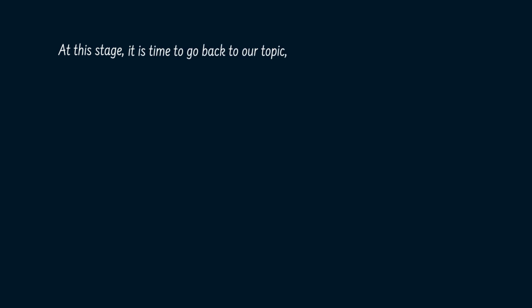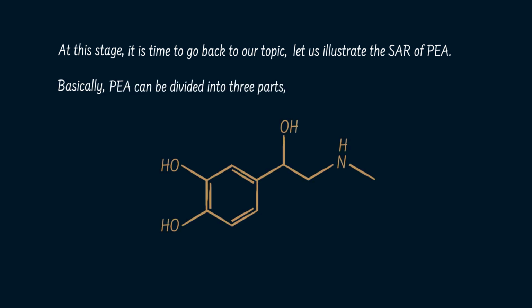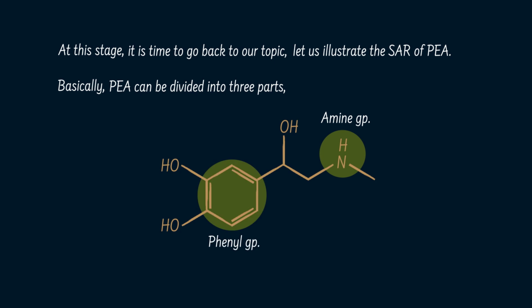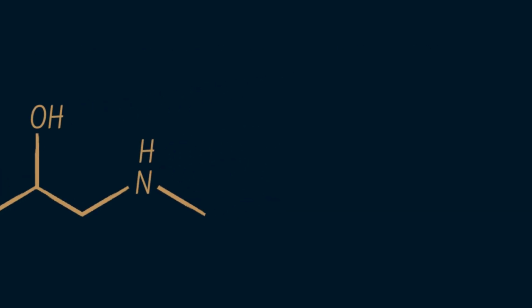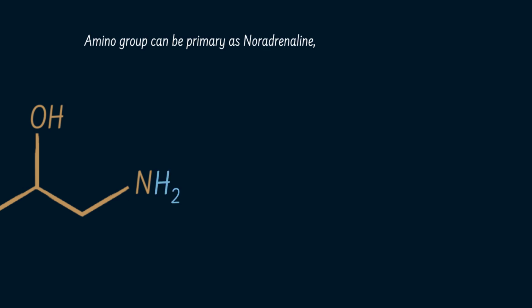At this stage, it is time to go back to our topic. Let us illustrate the SAR of PEA. Basically, PEA can be divided into three parts: amine group, phenyl group and the ethyl bridge that connects them. Let us start with amino group. Amino group can be primary as noradrenaline, or secondary as in adrenaline.